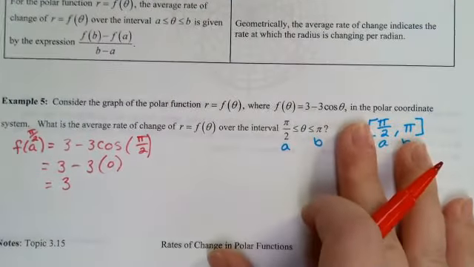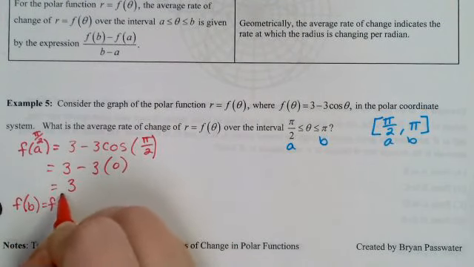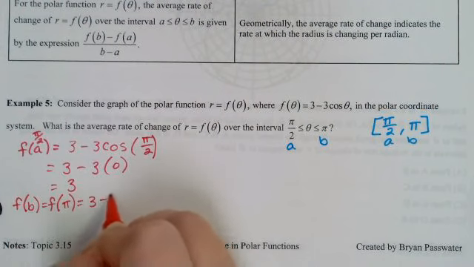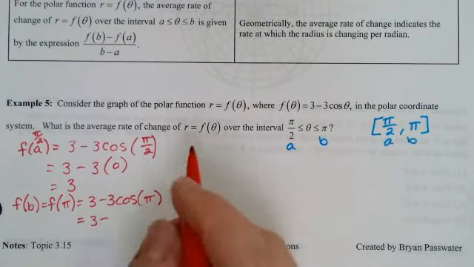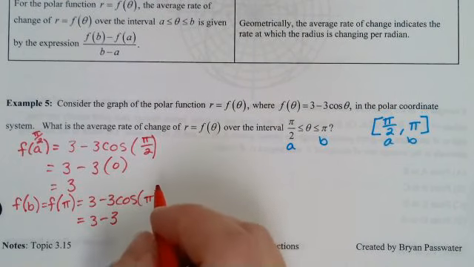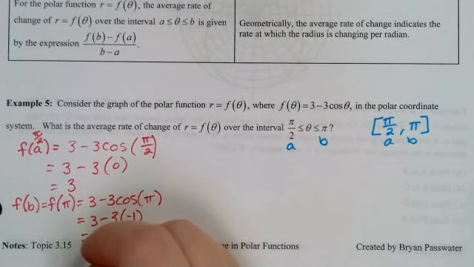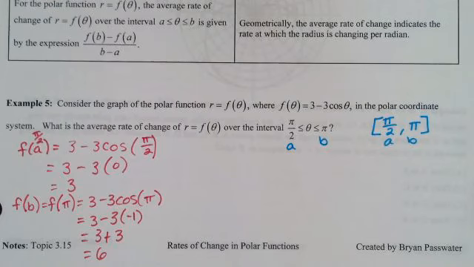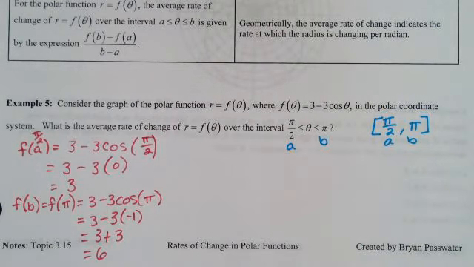Okay, let's do the same thing, but with B. So f of B, I'll do it this way: f of pi is what we're really doing. 3 minus 3 cosine of pi. All right, cosine of pi. You look at pi on your unit circle. The x-coordinate there is -1. So there we get our value: 3 minus 3 times -1, same as 3 plus 3, which is 6. So we have our A, we have our B, we have our f of A, we have our f of B. We should be set to plug this stuff into the formula.